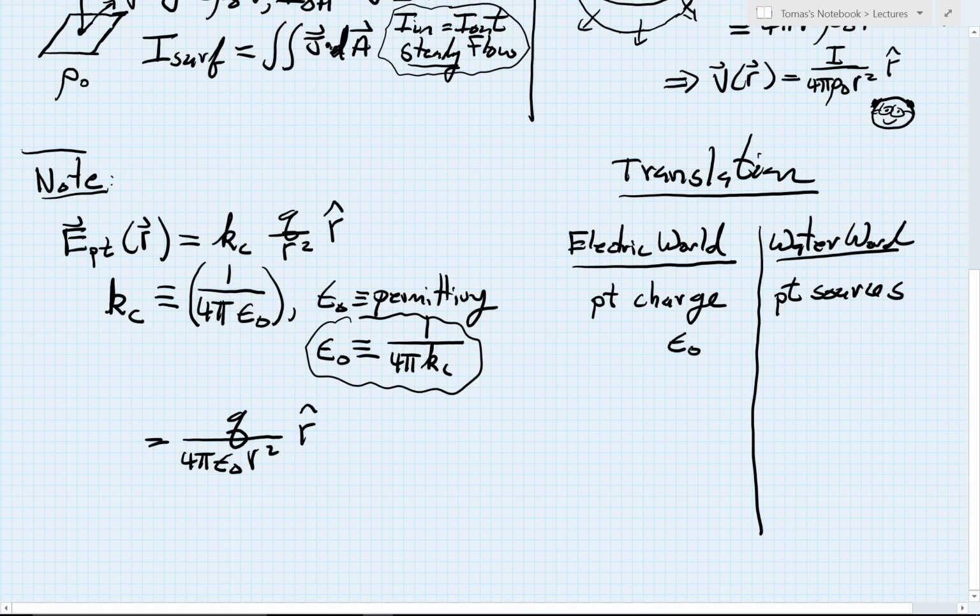And the translation of that in water world is we want to find a fluid whose density would numerically equal the value of epsilon naught. That will guarantee equality in our results.